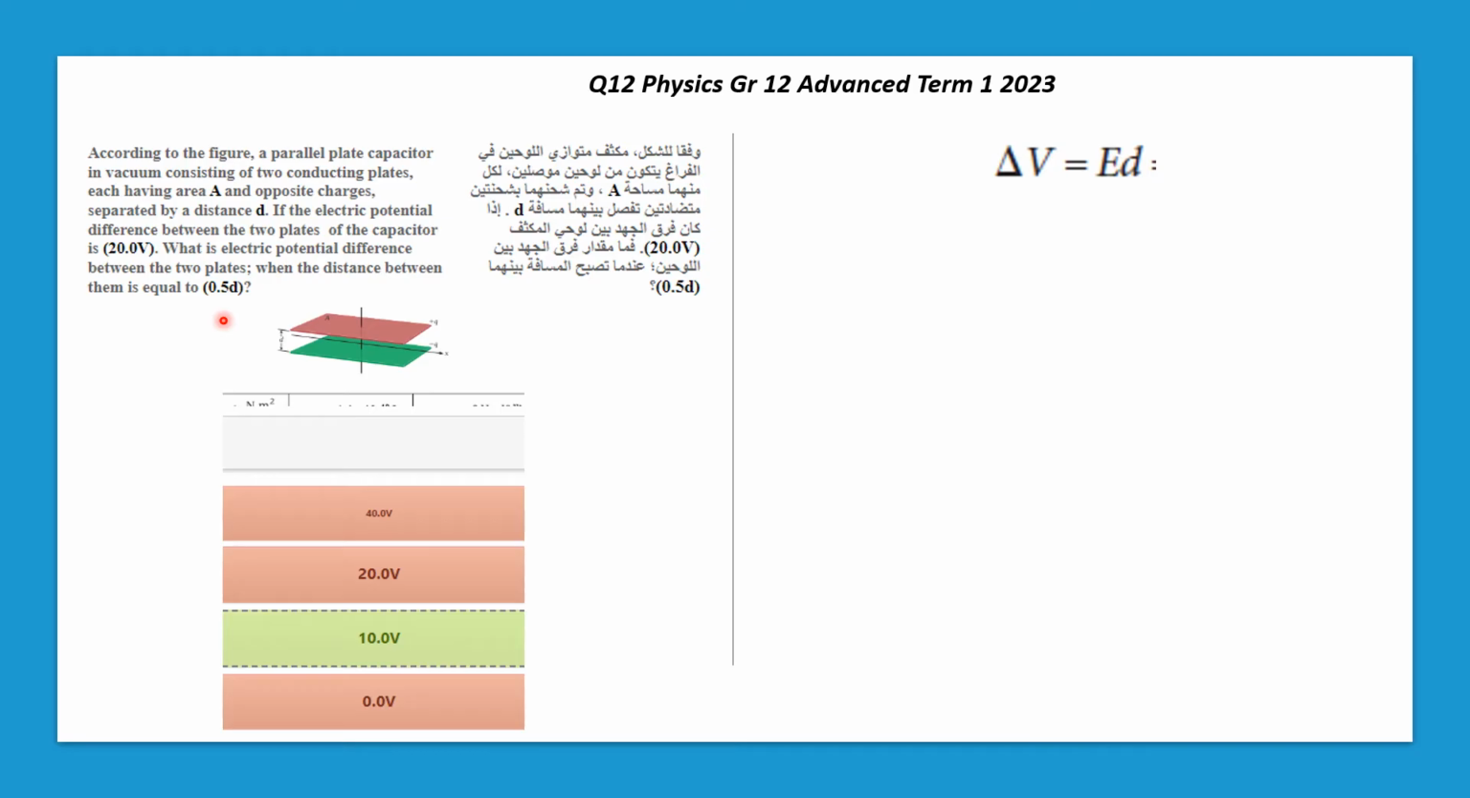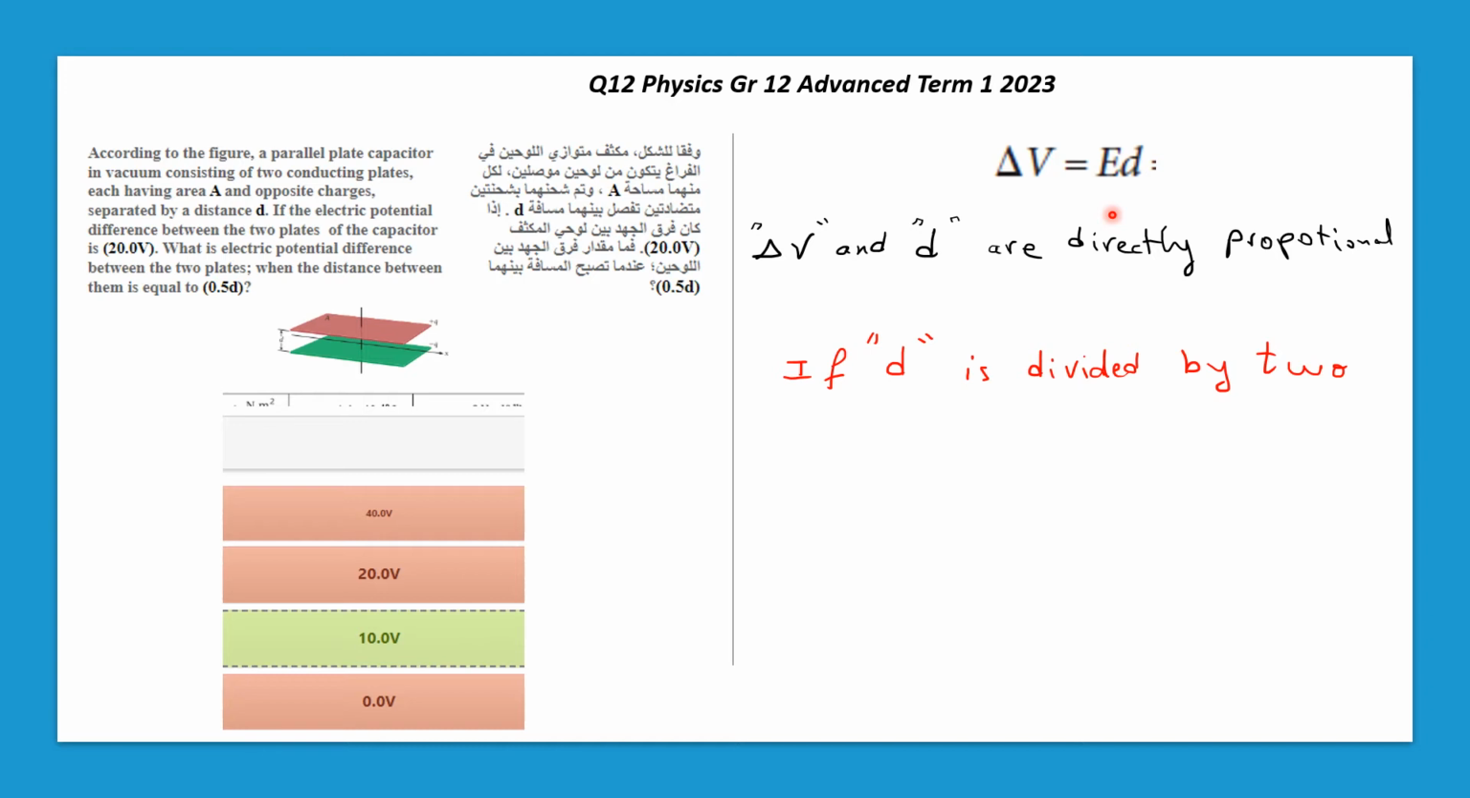To solve this question, you need to remember this equation from chapter 4, section 2: delta V equals E d. What about the potential difference and d? They are directly proportional. If one is cut in half, so will be the other. So if d is divided by 2, then delta V is also divided by 2. Here in this case, delta V is equal to 20 volt. So 20 divided by 2, the answer is 10 volt.